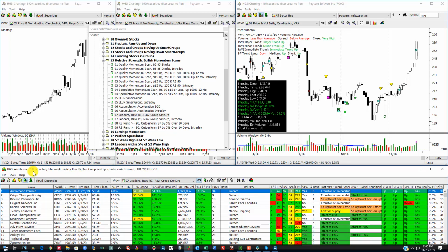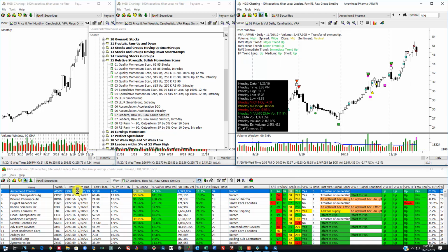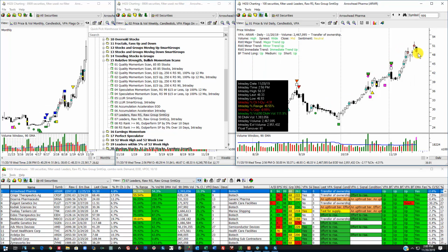And there are always 100 securities in here. You can see that. And it's just a good list to look at because these are generally high relative strength stocks if you look down this column right here. I'll bring up Arrowhead again. Let's see how it's doing today. A little bit of a pullback.